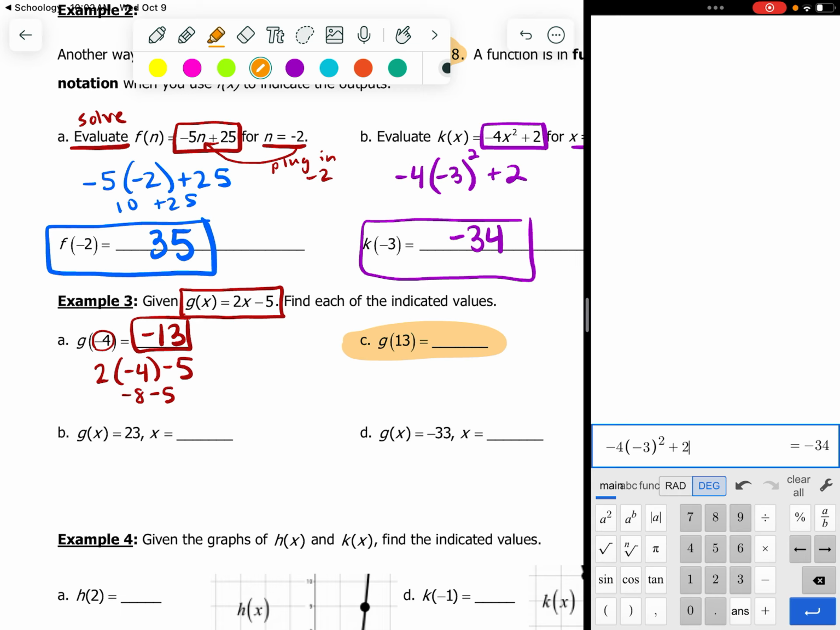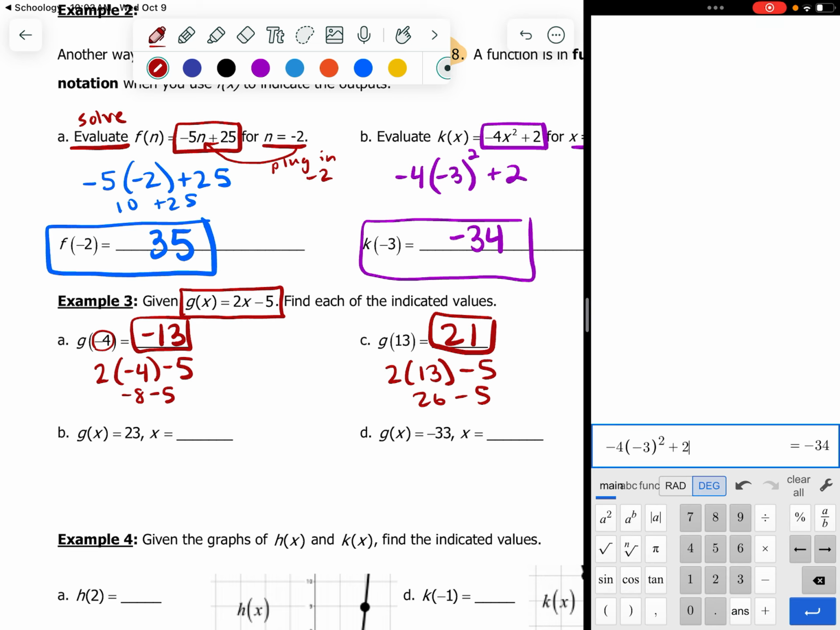If the sub could maybe pause the video and let's have you guys go over to C. If you could do C really quick. Okay, let's check that one. So if you plug in 13, that's 2 times 13 minus 5, which is 26 minus 5. So hopefully we got an answer of 21.